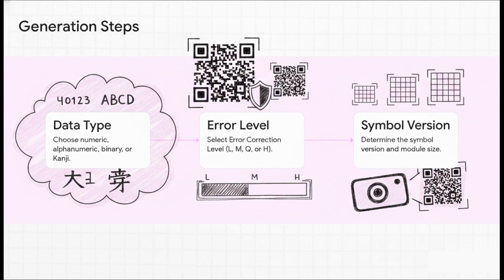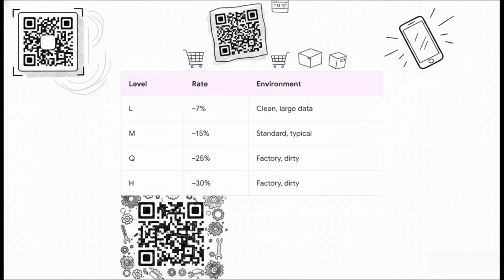And by the way, in the industry, those little squares are called modules. Literally, every single module is a deliberate choice. The publisher basically chooses from 4 error correction levels. Level L gives you about a 7% data restoration rate, which is totally fine for a clean digital screen. Level M, sitting at 15%, is your standard for retail. But if you're printing for a gritty factory floor, you're probably going to jump up to level Q or even level H, which allows up to 30% of the data to be perfectly restored if it gets destroyed.